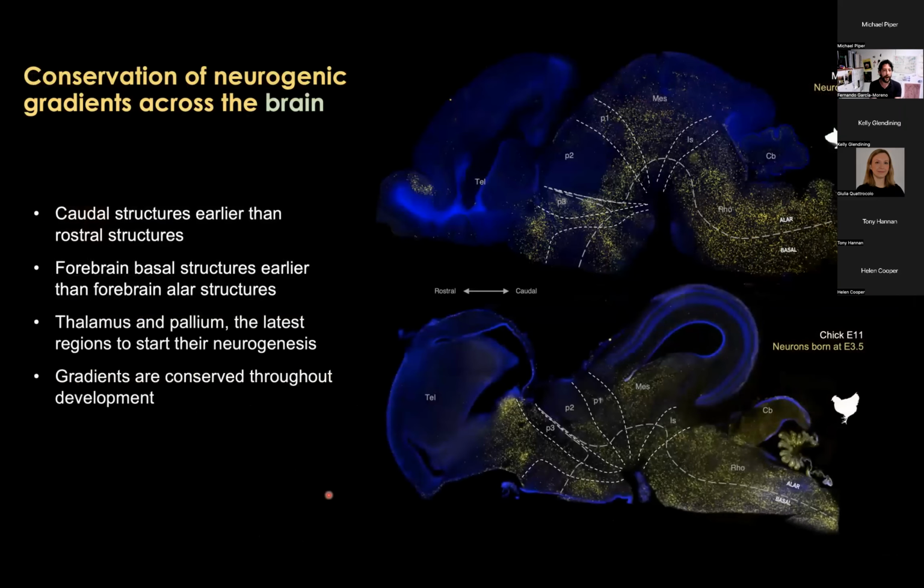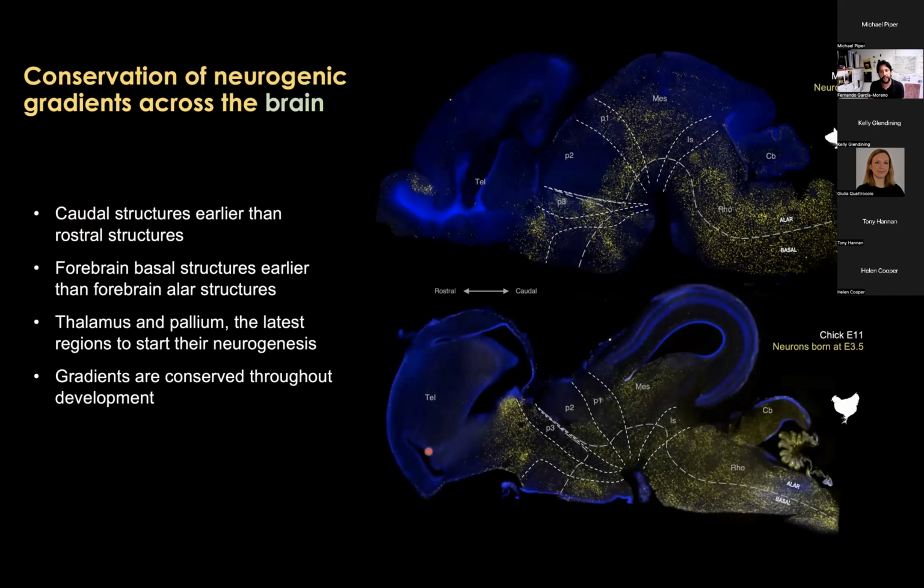Briefly, I'll show you here how whole brain gradients are conserved across different species. This is a sagittal section of a mouse and equivalent stages in a chick. And in both cases, in gold, we have labeled with EdU the earliest neurons generated, or nearly the earliest neurons generated in the brain. And you can see that the location of these early neurons is quite similar in both species. So there is a higher amount of neurogenesis in caudal levels here at the rhombencephalon in both species, whereas in the telencephalon there is barely any neurogenesis apart from a few cells in the accessory olfactory bulb, which is also not present here in the chick.